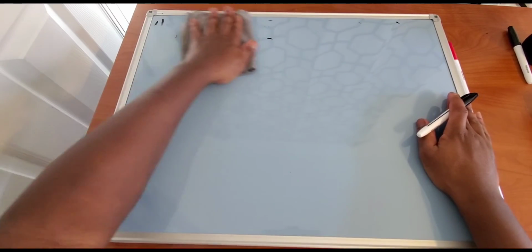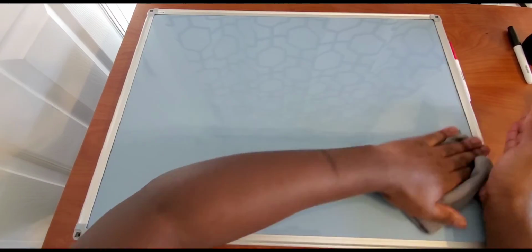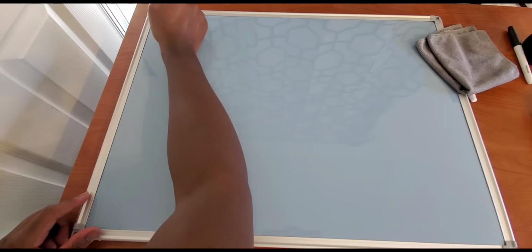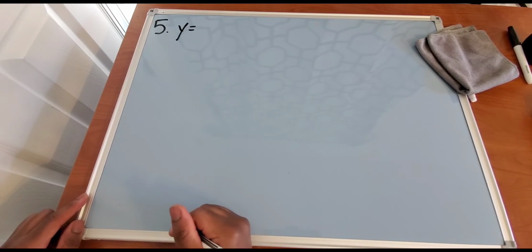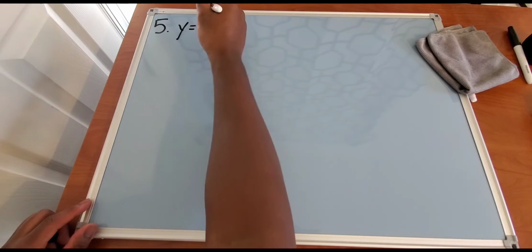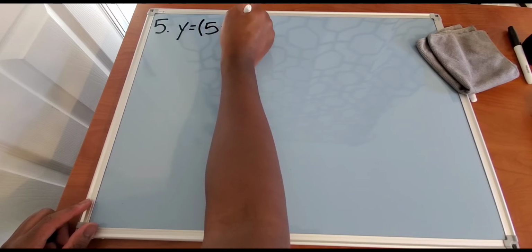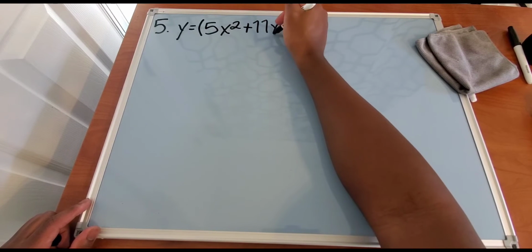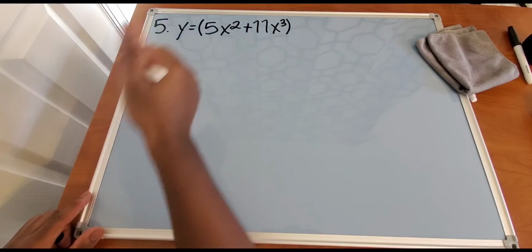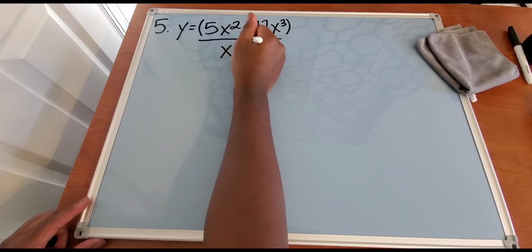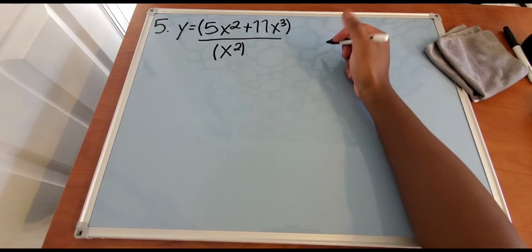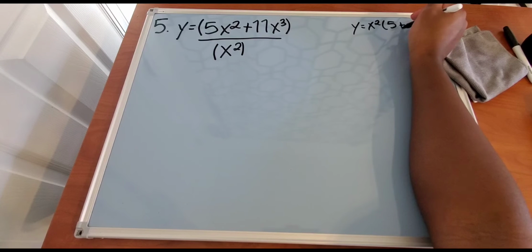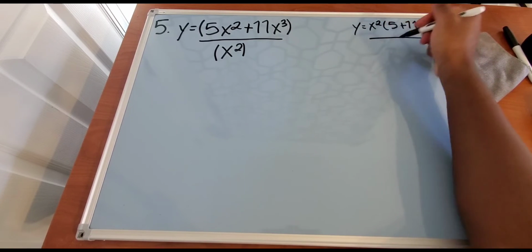So our next question is question number 5. So for question number 5, we have y is equal to 5x squared plus 11x cubed all over x squared. So if you don't want to do quotient rule on this, say if you're taking this on a test, we can actually pull out an x squared. So off to the side here, we can say y is equal to x squared times 5 plus 11x, and then that's over x squared.